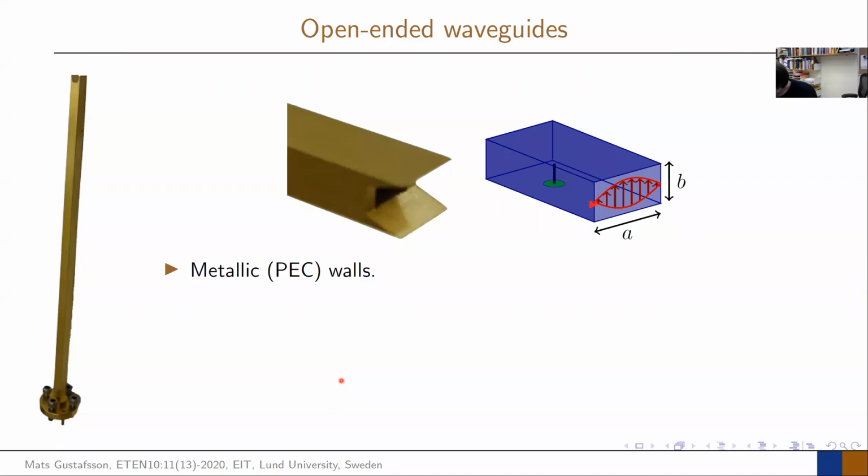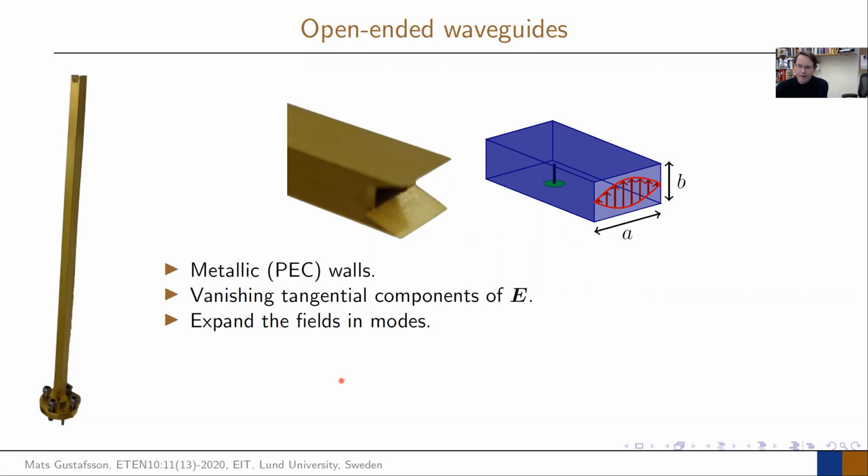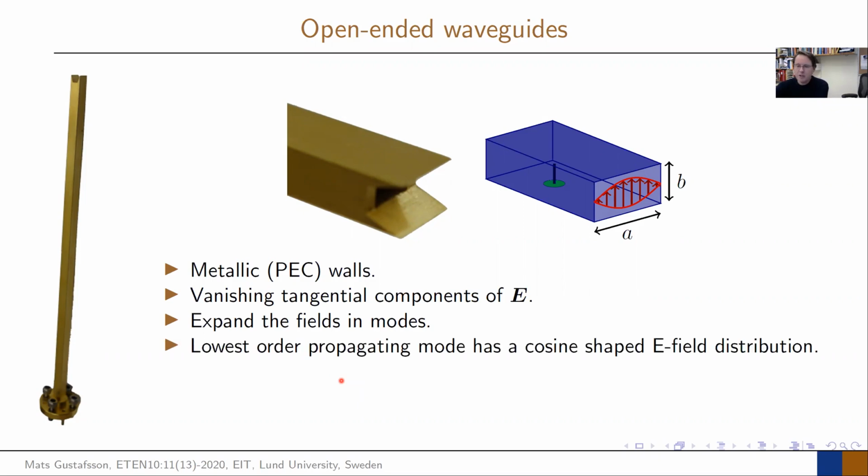It has its maximum there, and then it goes down to 0 again, with a polarization in this case. That is the lowest order mode that can exist in a waveguide. We'll write up the solution to it soon. The vanishing tangential component of the electric field is what gives this solution. It's like a Fourier expansion of that field into modes. Expand it in modes, and only the lowest order propagating mode remains, and that has a cosine shape.